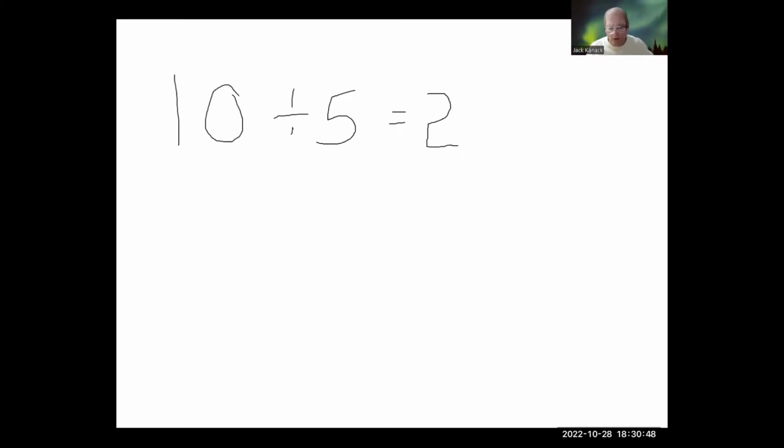Well, an easier way is just to double the 10 and move the decimal place 1 digit to the left. So 10 plus 10 equals 20. Move the decimal place 1 to the left, and you have 2. So let's take a look at this. If you take 10 and you add another 10, you're just doubling the 10. You have 20.